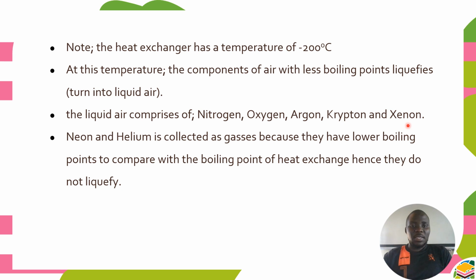What about neon and helium? So neon and helium are collected as gases because they have lower boiling points compared with the temperature of the heat exchanger. Remember, the heat exchanger is at negative 200. If you check the boiling points of helium and neon, they are below negative 200, a little bit smaller compared with this one. So it means they cannot turn into liquid. So they are collected as gases.